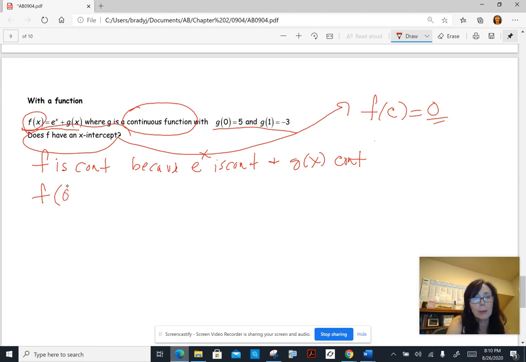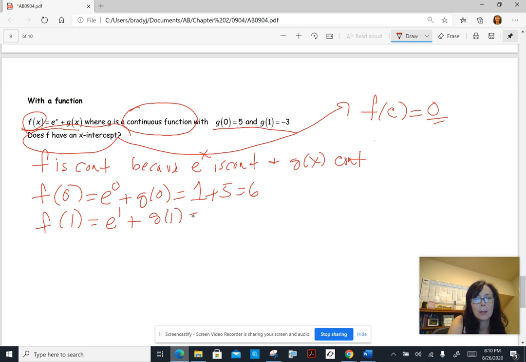F of 0 would be e to the 0 plus g of 0, which is 1 plus 5, which is 6. And f of 1 is e to the 1 plus g of 1, which is equal to e minus 3. Now you know that's less than 0 because e is about 2.71. Okay, and you're like, bing, bing, bing, there's a zero between these two numbers.